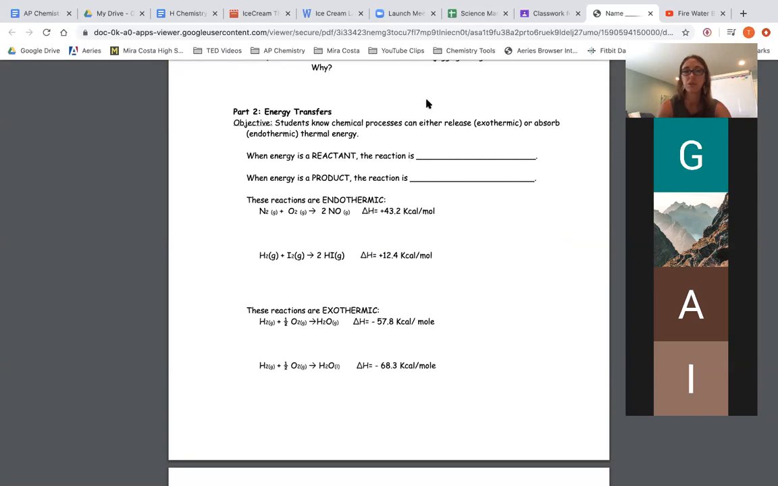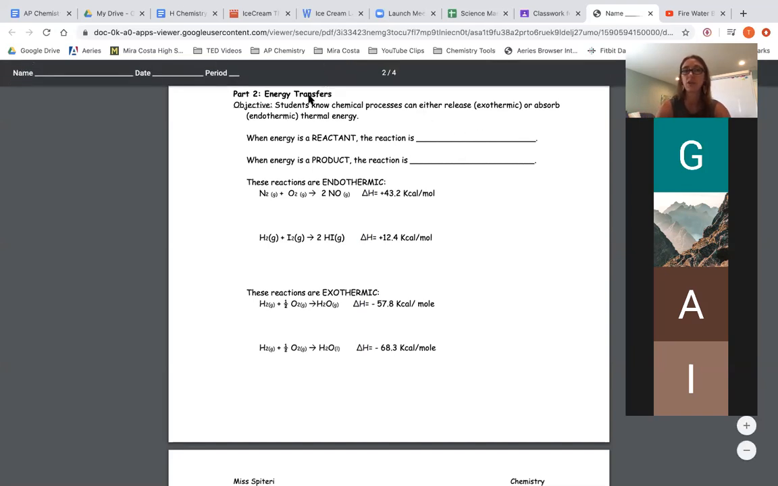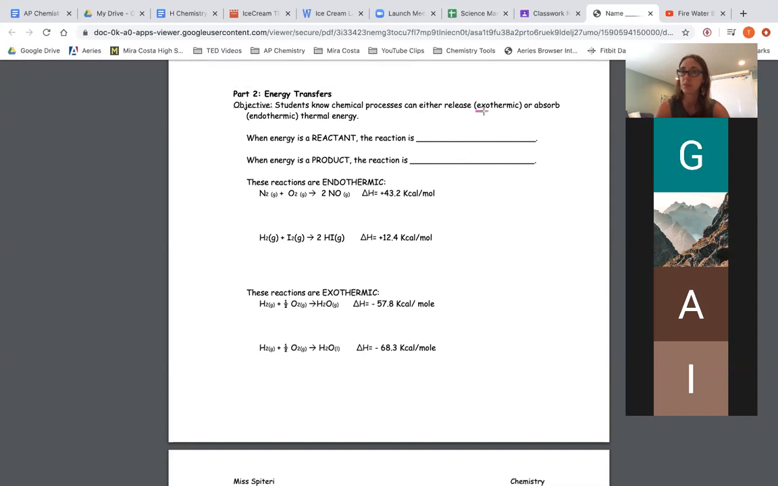Hopefully it's pretty straightforward so far. Okay, energy transfers. Objective here: students know chemical processes can either release or absorb thermal energy. If it's releasing thermal energy, that's exothermic. We've already heard these terms before, so hopefully this is somewhat review.